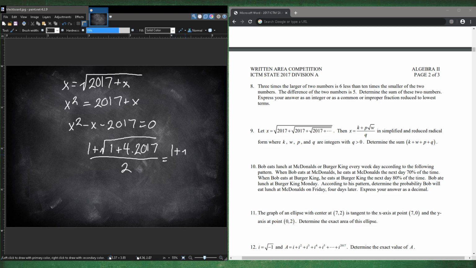So 1 plus square root, so that's 8068 plus 1, which is 8069, divided by 2. So our k is 1, our p is 1, our w is 8069, and our q is 2. So adding them all together, that's 1, 2, 4, plus this is 8073. So 8073 is your answer for number 9.